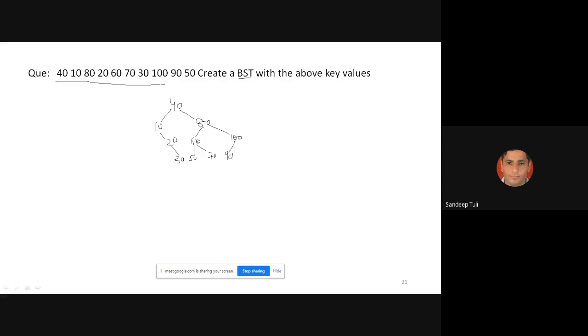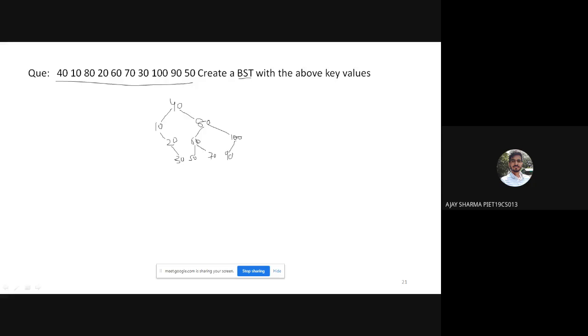In this way you will create a binary search tree for the given numbers. Now 40, 10, 20, 30. Now look, every node to the right of its parent is greater than the parent, and every node to the left of its parent is smaller than the parent. Is that so or not?